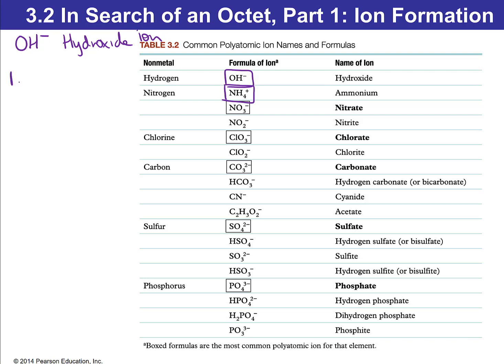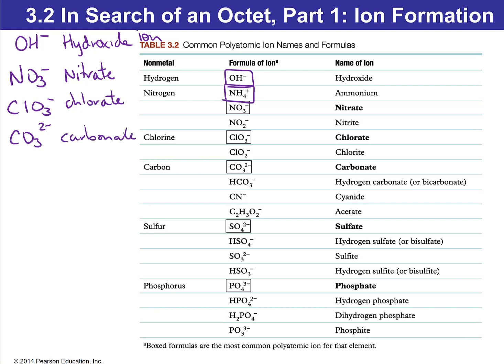We'll go through the other negative ones. We have NO3 minus, that is the nitrate. And it's always written out as that together. ClO3 minus, that is the chlorate. CO3, that's a 2 minus. It has to gain 2 electrons to become this stable polyatomic ion, and that is the carbonate. You may have heard of this one, which is HCO3 minus. That is the bicarbonate ion. So it is very similar to the carbonate, just has an extra hydrogen on there.